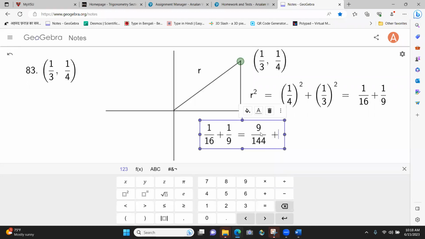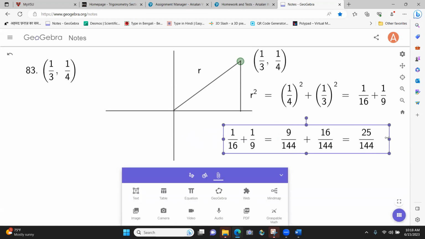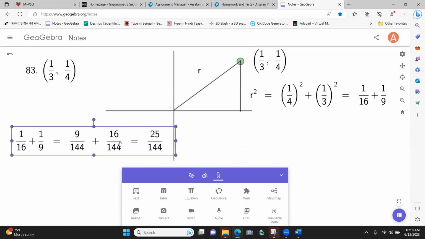Okay. I'm trying to make the denominators identical. I'm going to take my 16 and multiply both top and bottom by 16. The top will be 16. That's easy. And 9 times 16 is 144. We just checked it. And now that the denominators are the same, you can add the numerators. 9 plus 16 is 25. I'm just going to add because that's what the sign says. And that's my R squared. My R squared is 25 over 144.